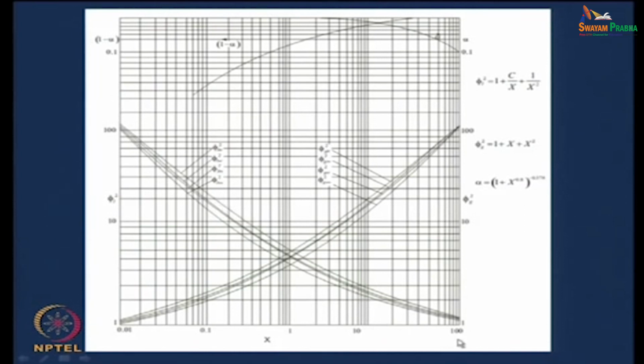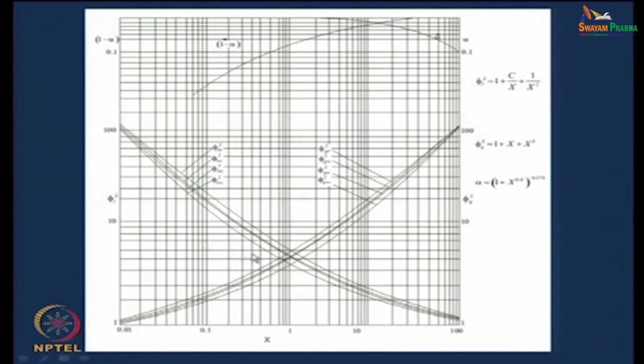These are for phi L square and these are for phi G square. Okay. So, these are the different graphical curves. So, now your situation becomes much simpler. You know x square, you can find it out, and you know whether the liquid and the gas are flowing in laminar or turbulent flow.